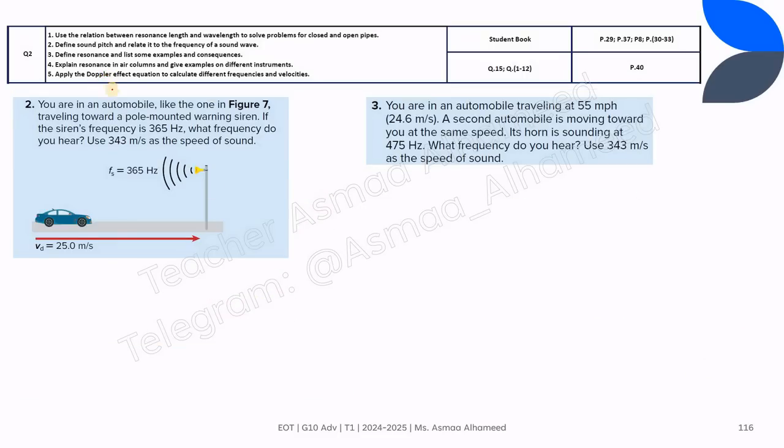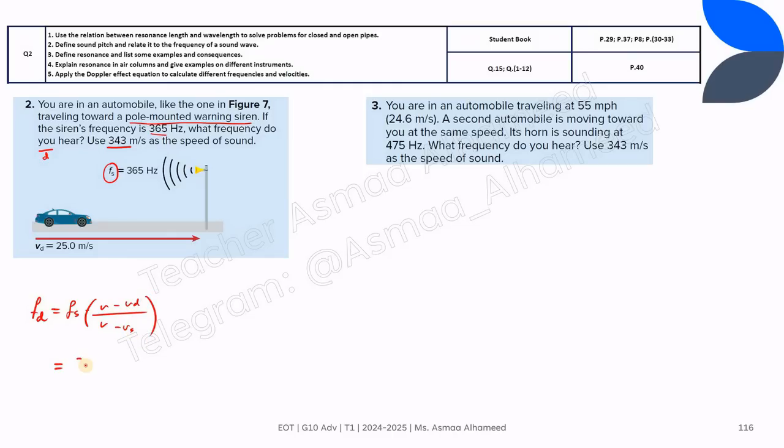Let's see this question. You are in an automobile, like in the one in figure 7, traveling towards a pole-mounted warning siren. So this is the source. If the siren's frequency is this much, what frequency does your detector hear? Now use this as the velocity. So we say Fd equals Fs multiplied by V over V minus Vd over Vs.